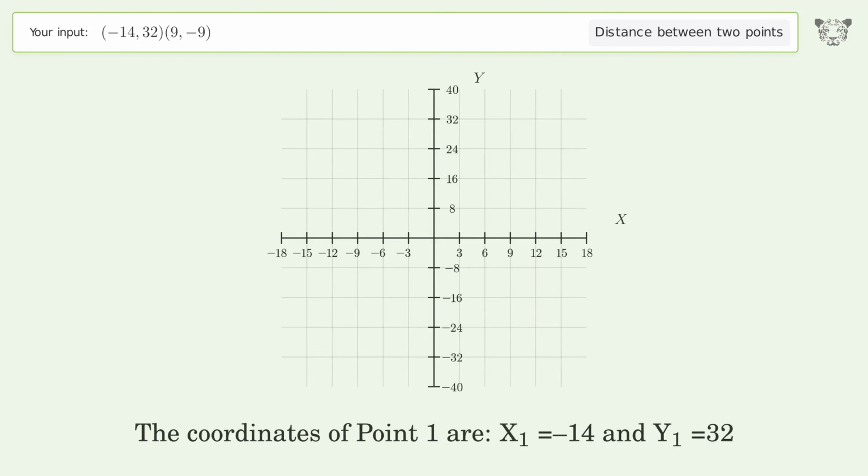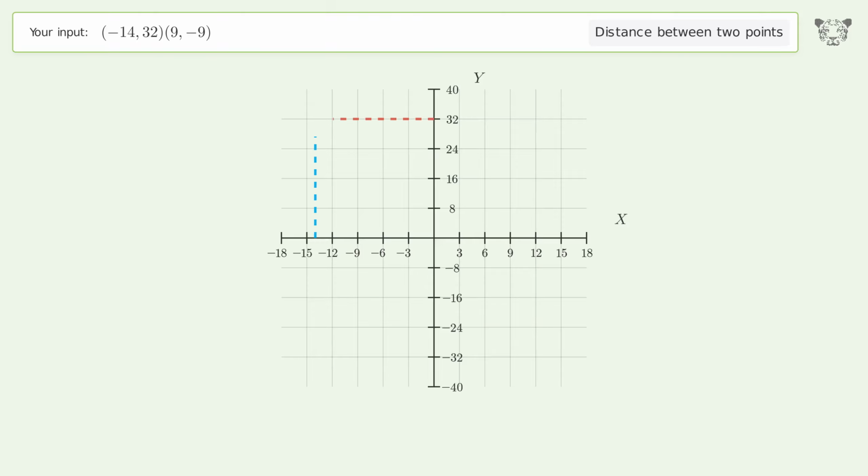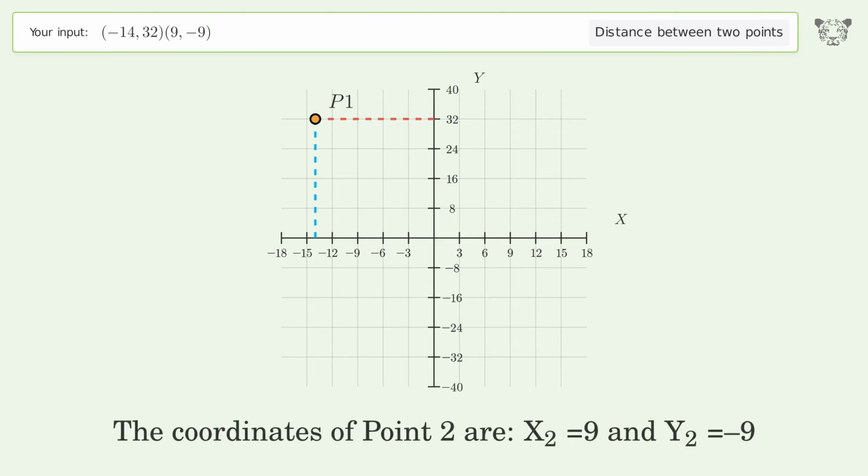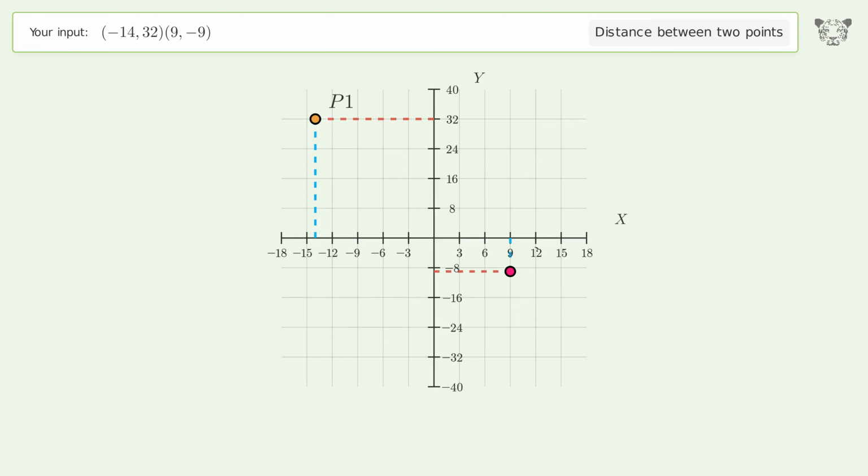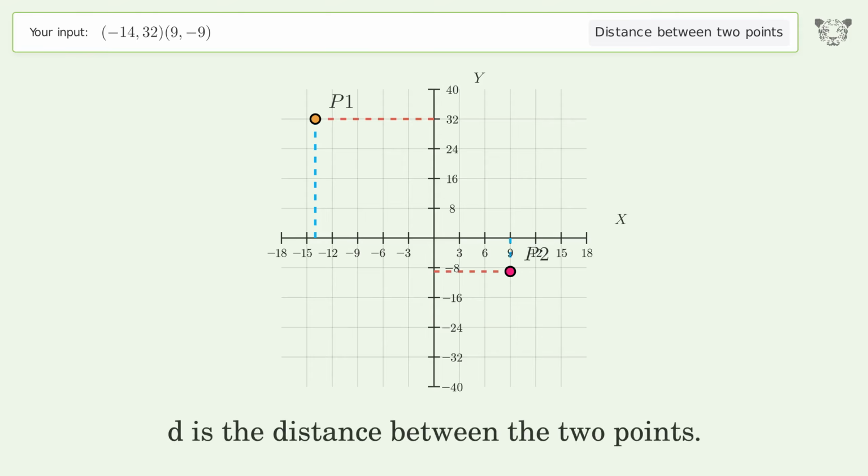The coordinates of point 1 are x1 equals -14 and y1 equals 32. The coordinates of point 2 are x2 equals 9 and y2 equals -9. D is the distance between the 2 points.